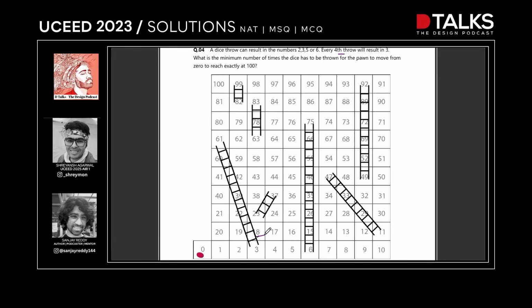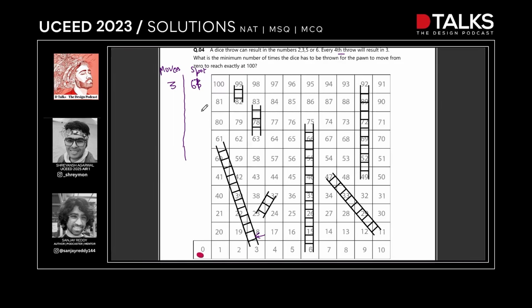So let's take this ladder first. So I am writing all the moves here. I'm making two columns. There are moves and the spot. So first move you get a 3, right? We're using this ladder first, and you reach 61.